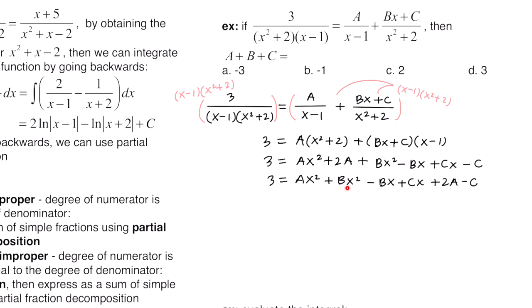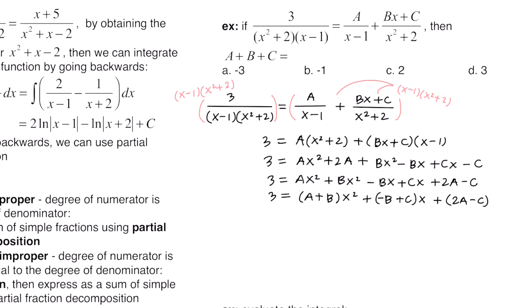Next we're going to factor out x squared here, and we're going to factor out x. So when you factor out x squared, you're left with A plus B, and I just moved the x squared to the right. Over here we factored out the x, so when you factor an x out, you're left with negative B plus C. And then finally I just put these constants together in a parentheses just to group them.